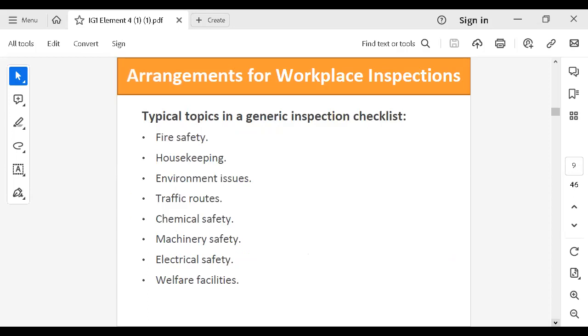Then arrangements for workplace inspection, with typical topics in a generic inspection checklist. In an inspection checklist, we can include these topics: fire safety, housekeeping, environmental issues, traffic routes, chemical safety, machinery safety, electrical safety, welfare facilities. These are all things available in every organization, in every project, so it is easy to put them in a checklist and check everything according to that checklist.